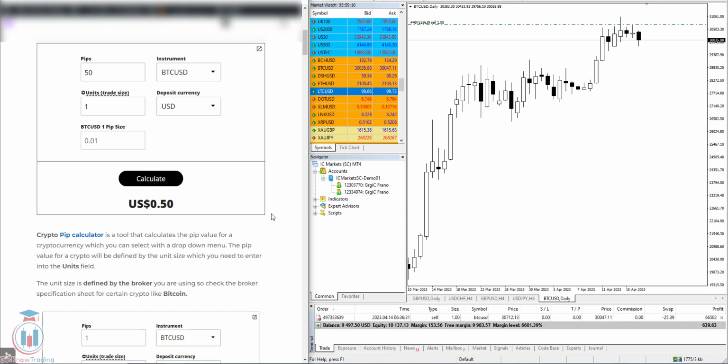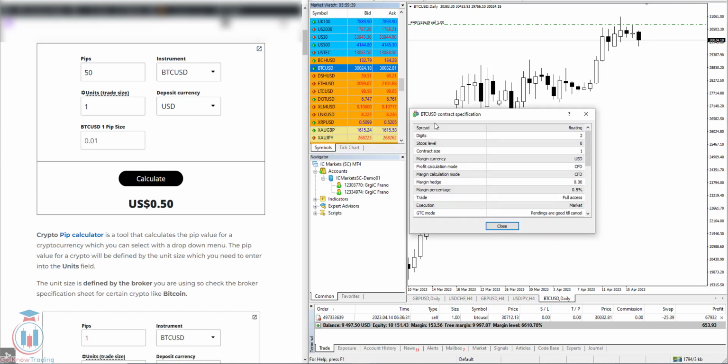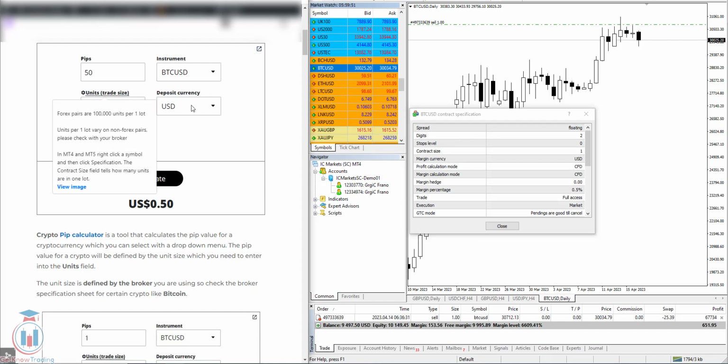So let's continue further on. When you go to the trading platform, the first step is to check the value of a unit. Inside the Market Watch, where the list of all symbols is, you can click the right mouse button on your symbol. In my case, it is Bitcoin USD. When you click the right mouse button, you get a menu where you need to click Specification. This will open a new window where you have all details from your broker. The most important thing is the contract size, and that means the units, the trade size. So the trade size is the contract size.